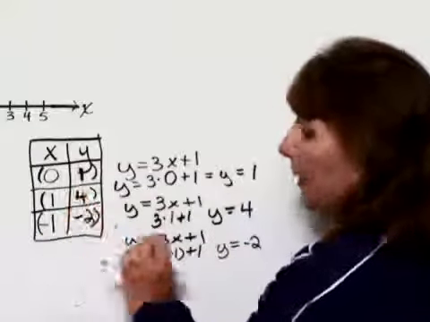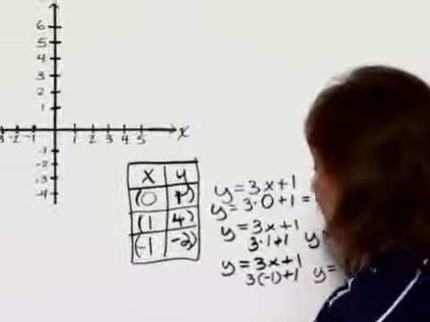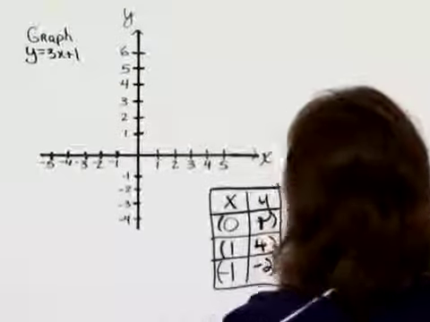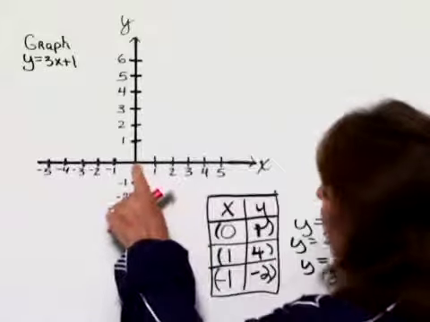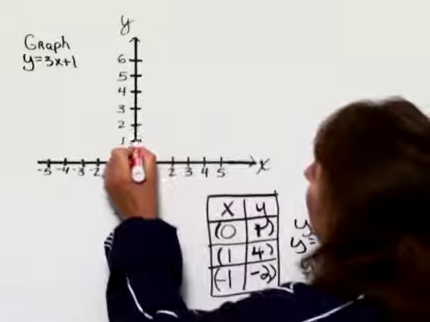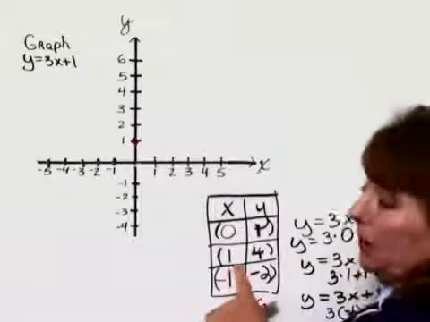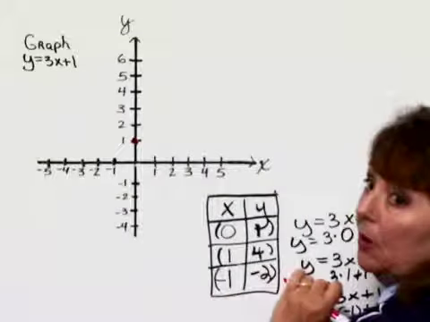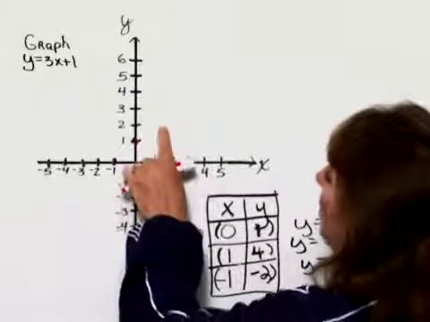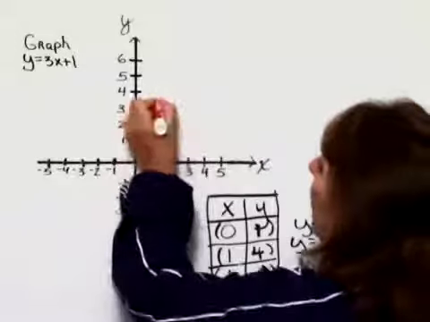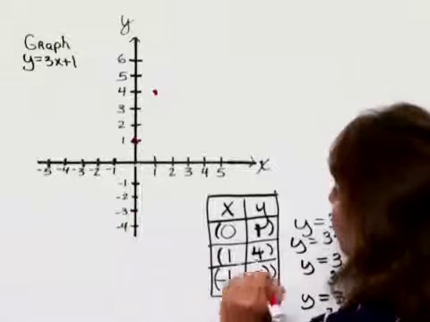Now I have 3 points, and I'm going to plot them and see if I get a straight line. Let's plot these points. First, we have the point 0, 1. We start at the origin and we move up 1. That's our first point. The next point is x equals 1, y equals 4, the point 1, 4. So we go over 1 in the x direction and up 1, 2, 3, 4, and we plot our point right here. And that's our second point, 1, 4.